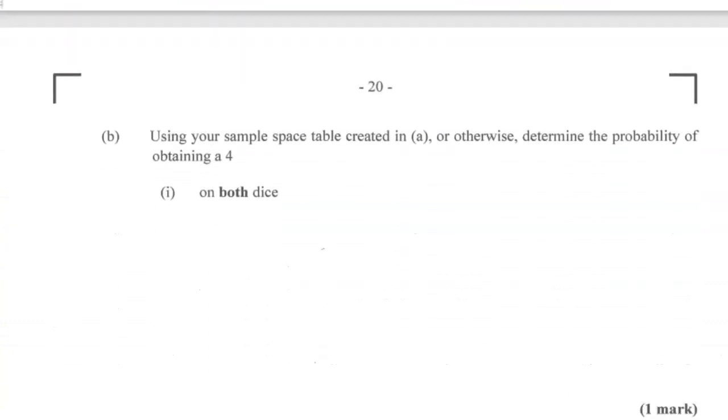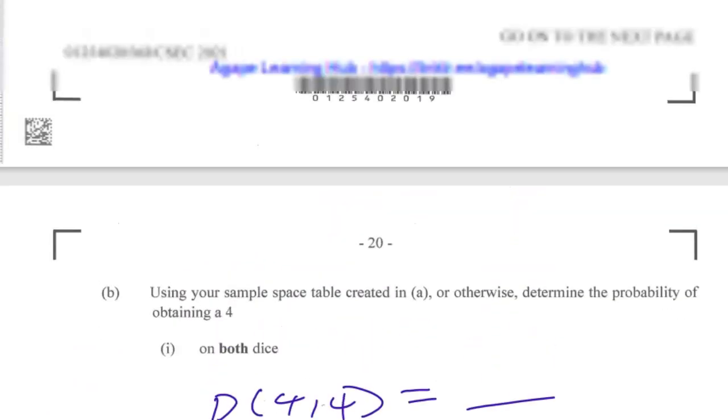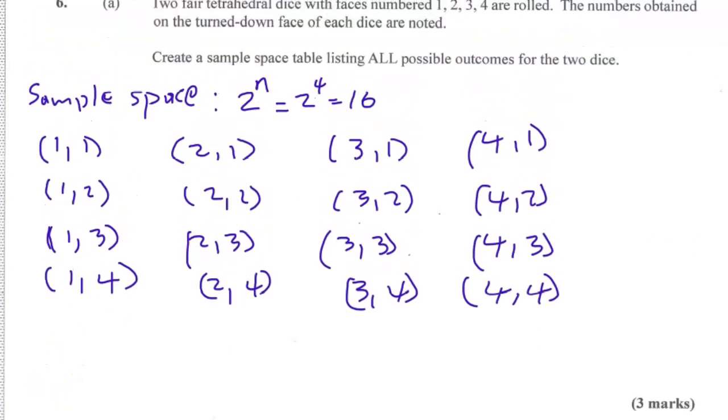Next, using your sample space created or otherwise, determine the probability of obtaining a 4 on both dice. So the probability of obtaining 4, 4, remember we have 16 possibilities. Now how many 4, 4 do we have? Notice only one of them has 4, 4.